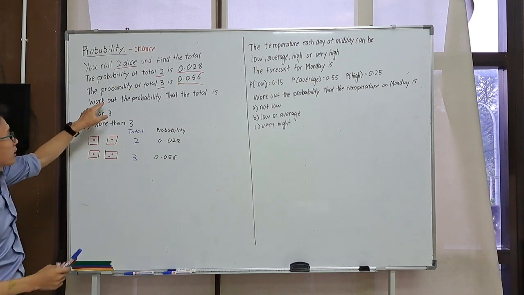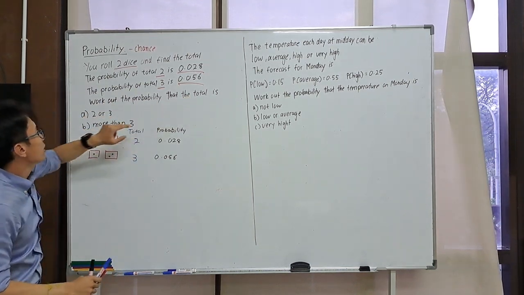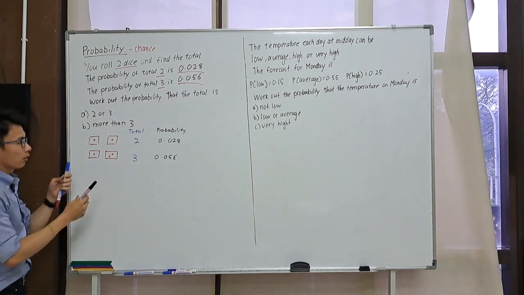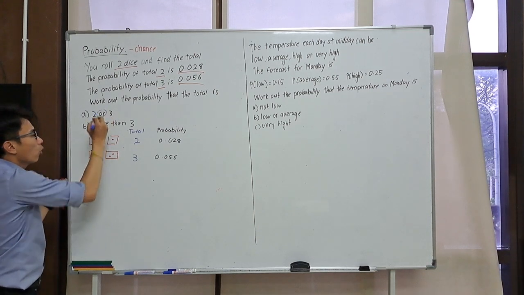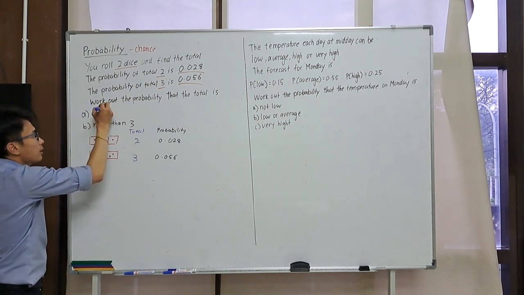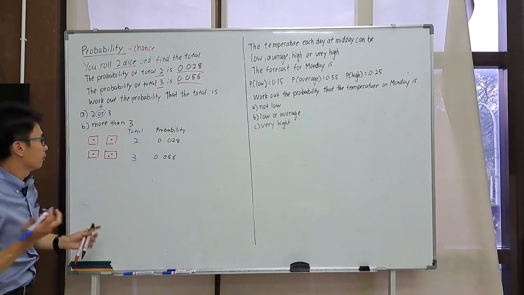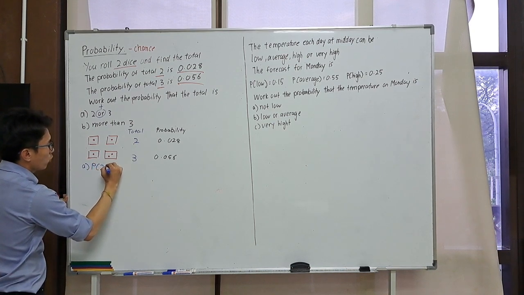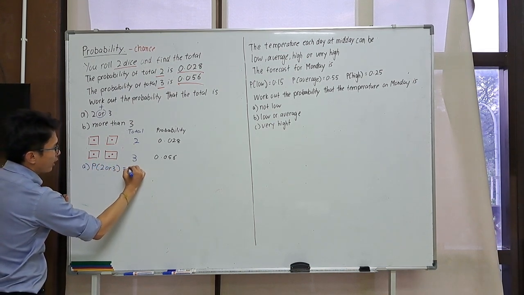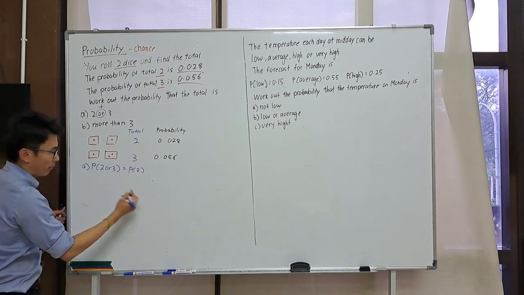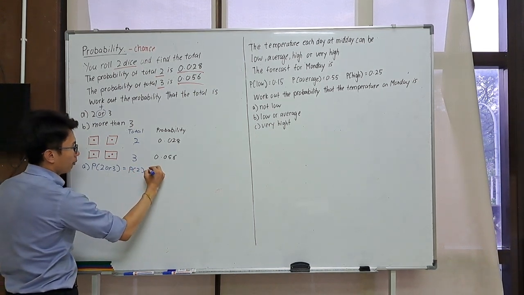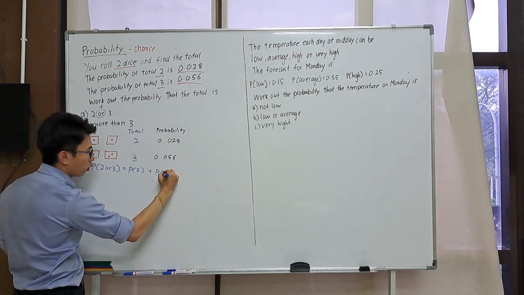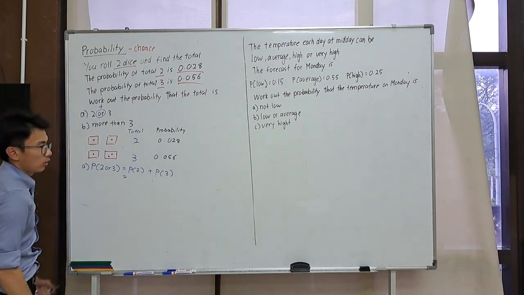Then I ask, work out the probability that the total is 2 or 3. Alright? Now, again, when we see the keyword or over here in the probability, it means addition. You can add the probability. So how I will solve this? Probability 2 or 3. I can rewrite this as probability the total is 2 plus the probability the total is 3. How do I know plus? Because of this word or. So I will just add the 2 probability up.